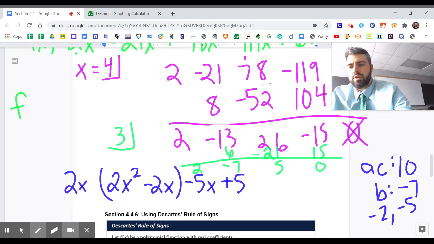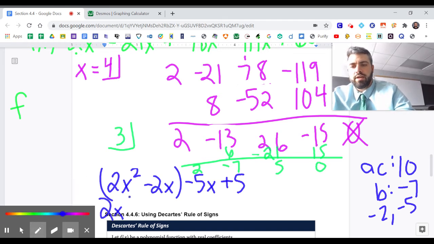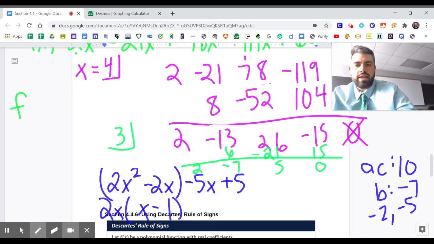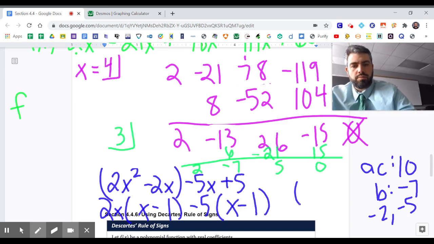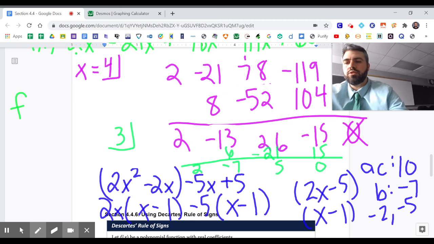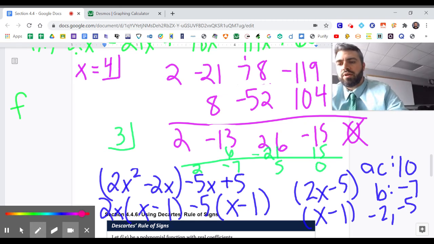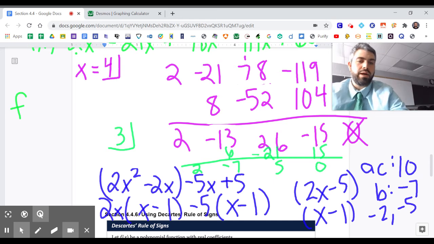Actually, I'll write it down here, so we don't get confused. Okay, so I get a 2x out of here, and then I get x minus 1, and then I take a -5 out, and I get x minus 1, which means that my final two roots are going to be 2x minus 5, and I'm going to get x minus 1. So my final solution here is my 4 roots, because it was x to the 4th, so it's probably going to have 4 roots, maybe multiplicity, but probably not.